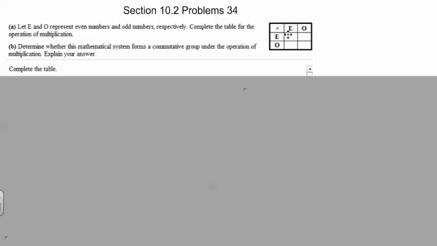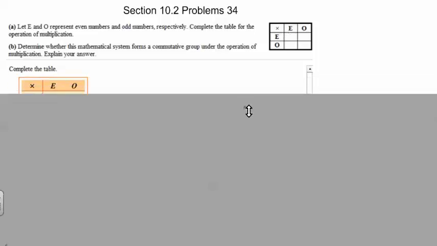Even times odd. Any even number times any odd number will also be even. Whenever you multiply an even number times an even or an odd, you are going to get an even number. So even times an odd would be like 8 times 7 or 4 times 9, and the results of those products will be even numbers. So the first row will be even, even.